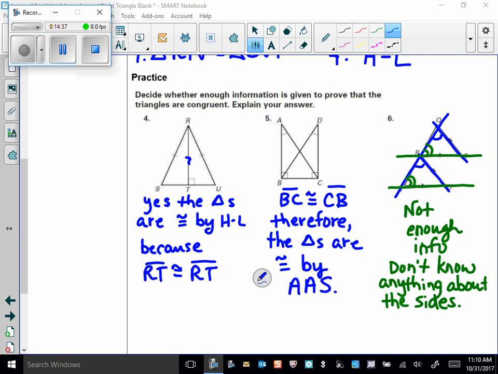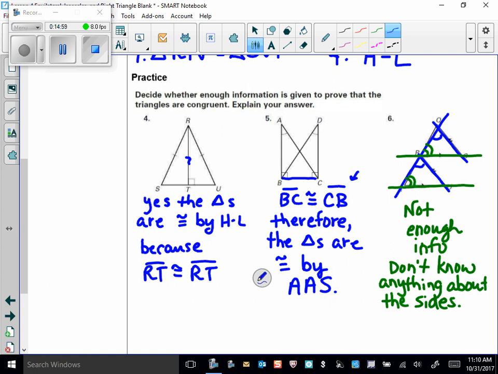In number 5, I got some overlap. I can see I got 2 sets of corresponding angles that are congruent, and so then they both share this side. So I'm going to use the symmetric property to say that that side is congruent to itself, and then by angle, angle, side, those two triangles would be congruent.